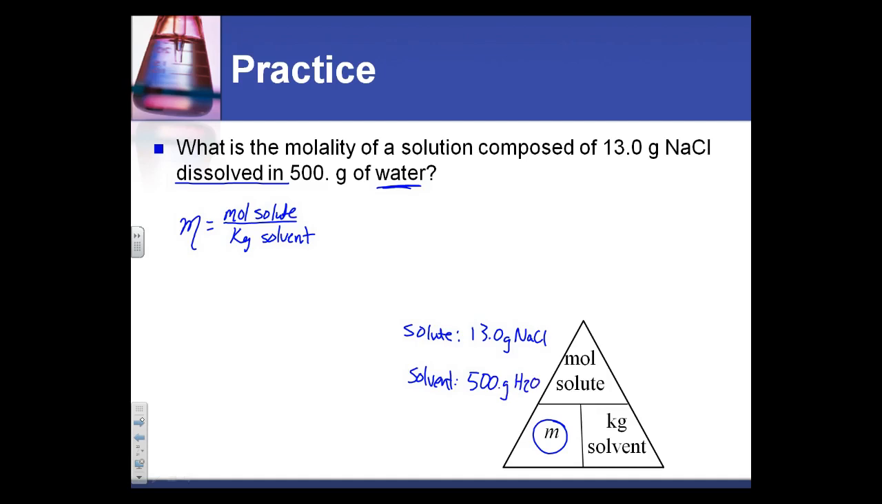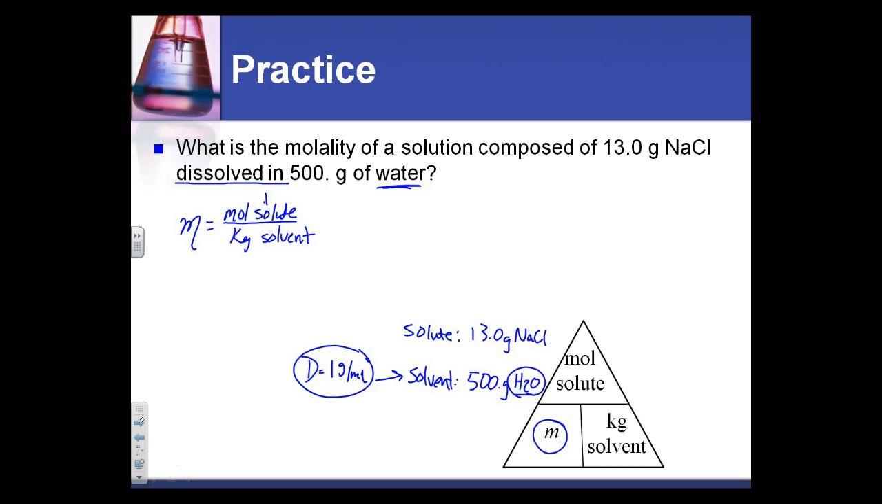Now a couple of things I need to remind you of. When we're dealing with water specifically, the density of water is 1 gram per milliliter. So that means every gram of water is 1 milliliter of water. So I could have said 500 milliliters of water, and you would have been able to just exchange milliliters with grams because the density of water is 1. But again, that's only for water. All right, so we have our solute and our solvent. Now we just have to make it match this problem.